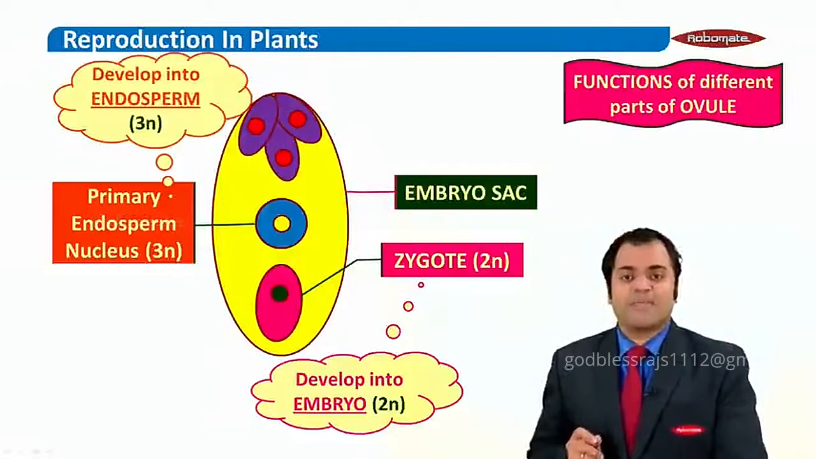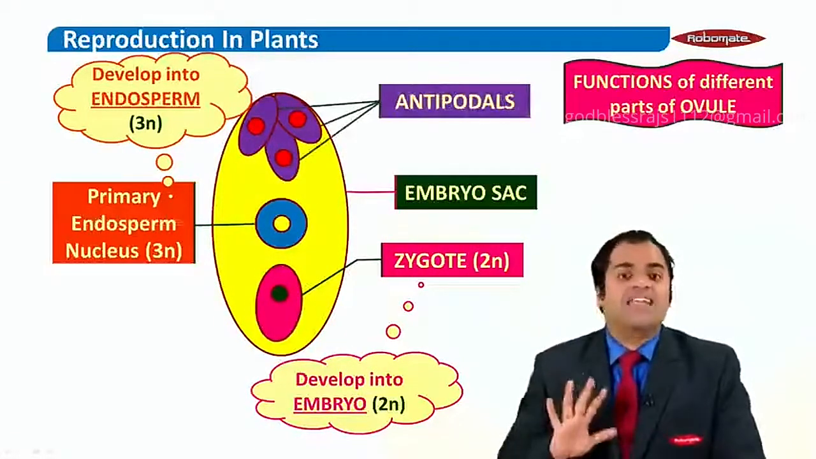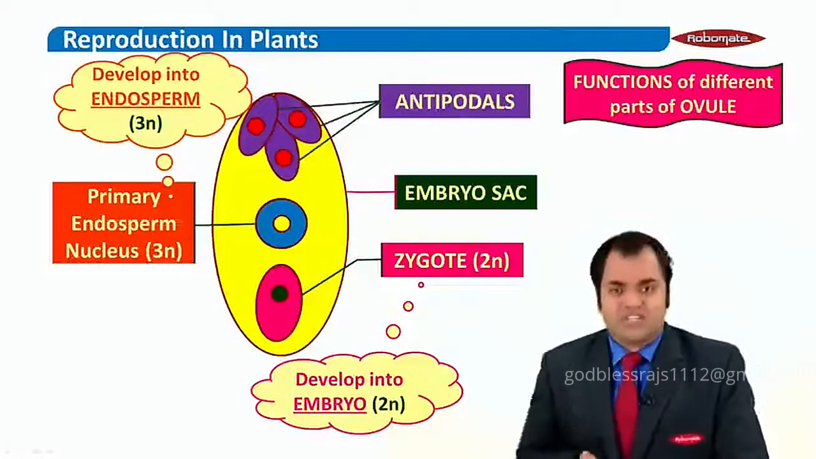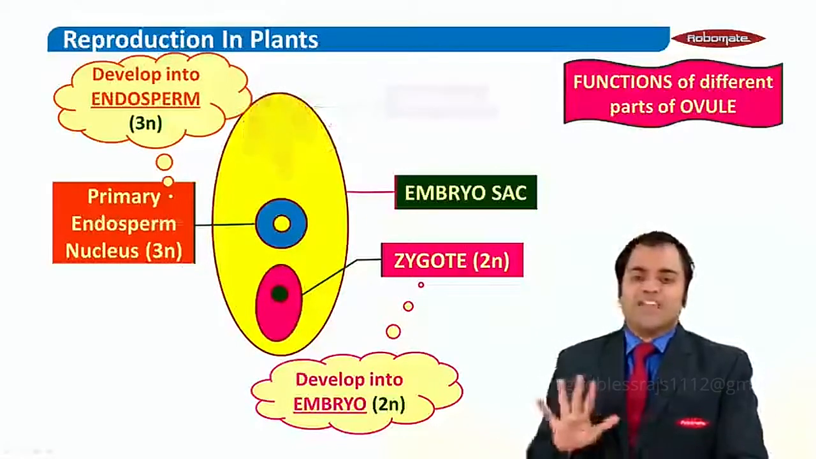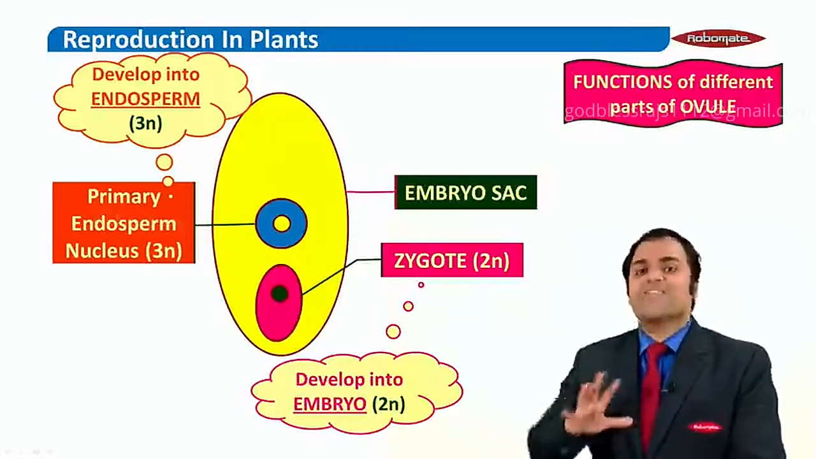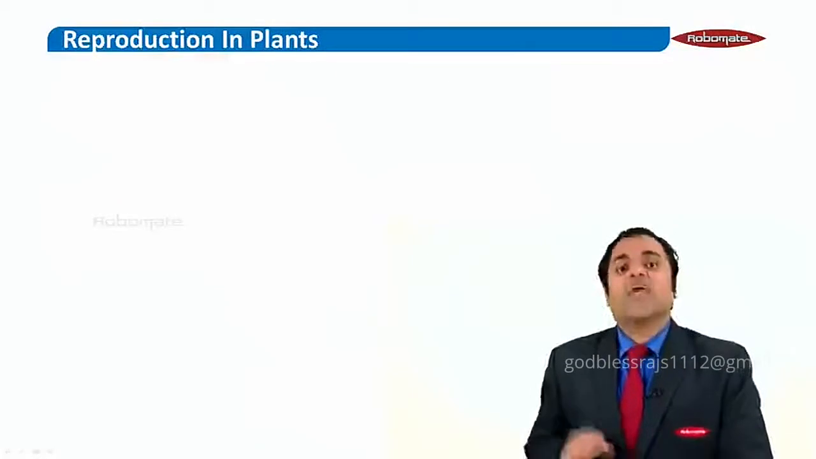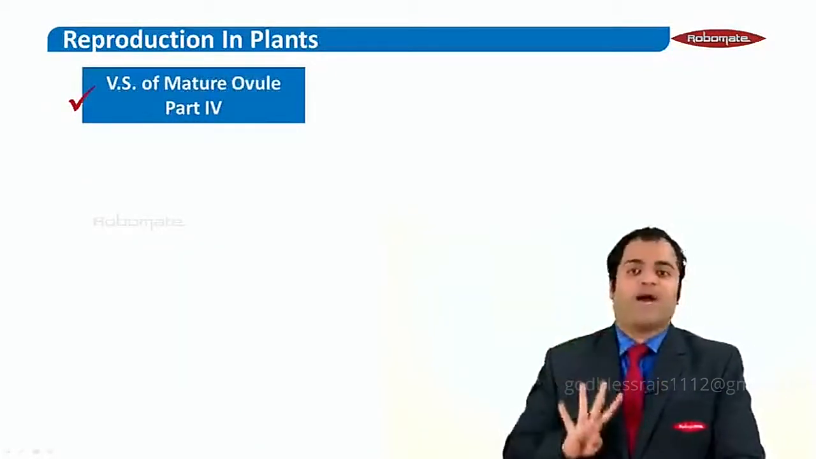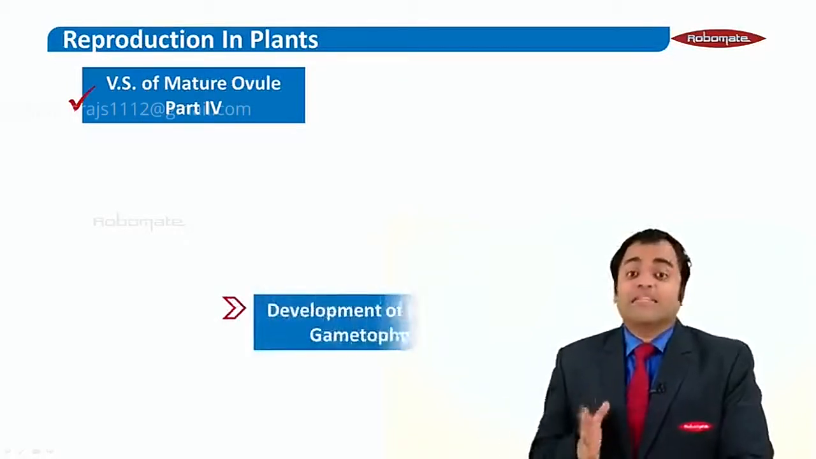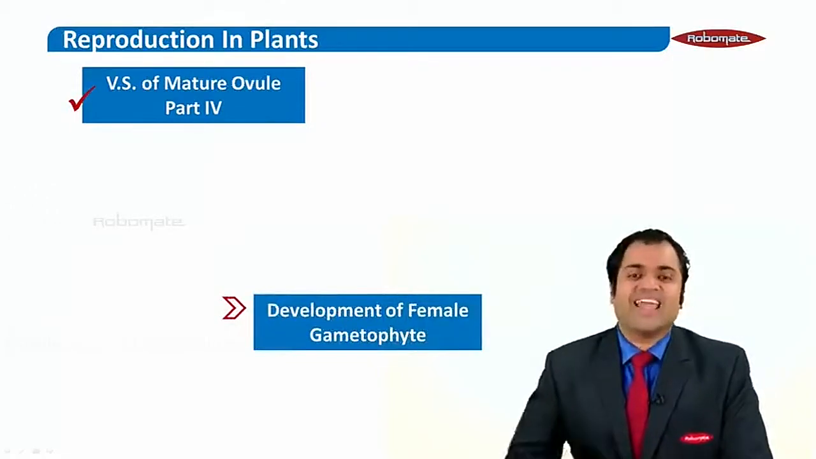Is that okay? Now what remains are those three cells on the top which are called the antipodals. They are just accessory cells. They don't really have any function. So they will ultimately degenerate or simply disappear. So now you've understood the basic functions of the main parts of an anatropous ovule. In this module, I've talked about the fourth part of the mature ovule. In the next module, I'll be talking about the development of the female gametophyte. Is that okay? Till then, thank you and take care.